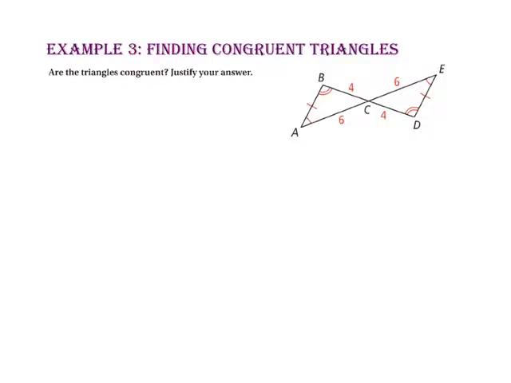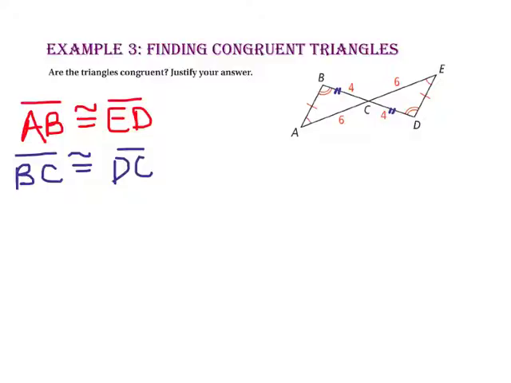In example 3, we will find congruent triangles. Here, they want to know if the triangles are congruent, and we must justify our answer. Let's start with the fact that side AB is congruent to side ED because of the congruency marks. Next, we know that side BC is congruent to side DC because both measures are 4. We also know that side AC is congruent to side EC because both segments have lengths of 6.